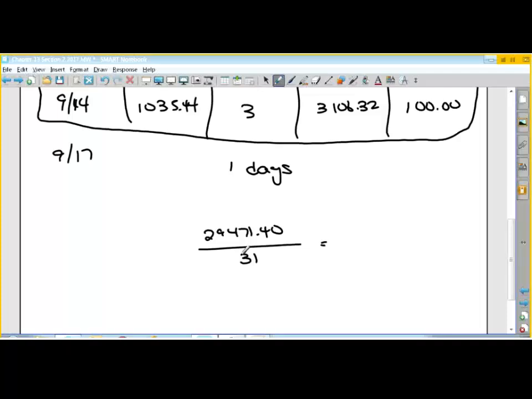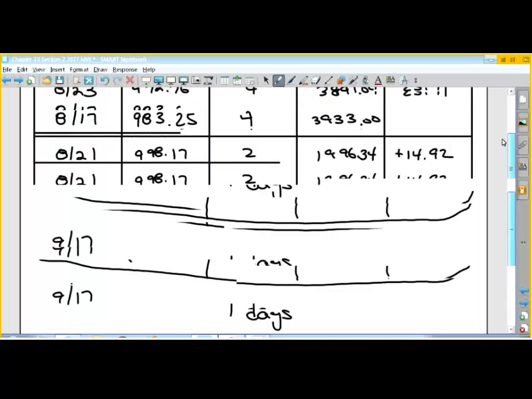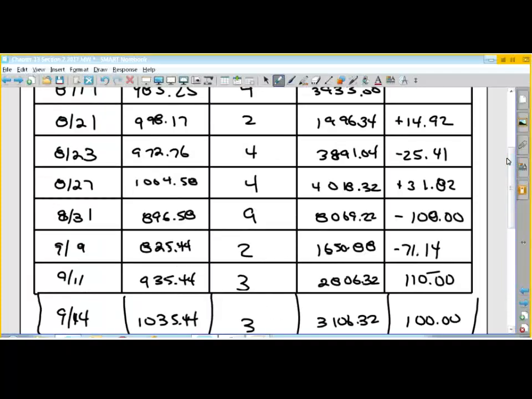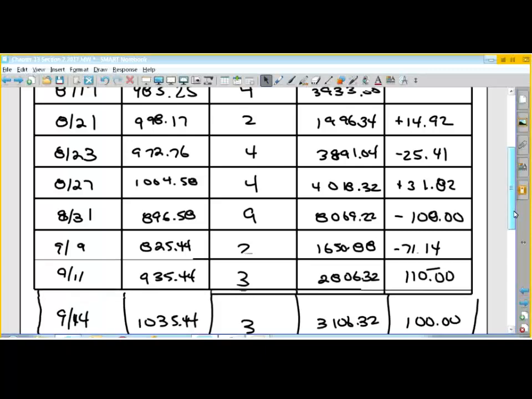So the sum of all those values is 29,471.4, and we divide that by the number of days, which is 31. And so my average daily balance is $950.69. If you look at my list of numbers, that looks reasonable. Half of them are probably going to be greater than that, and half are going to be less. So it's basically an average, but it's a weighted average. It's weighted by the number of days that you are at that value.